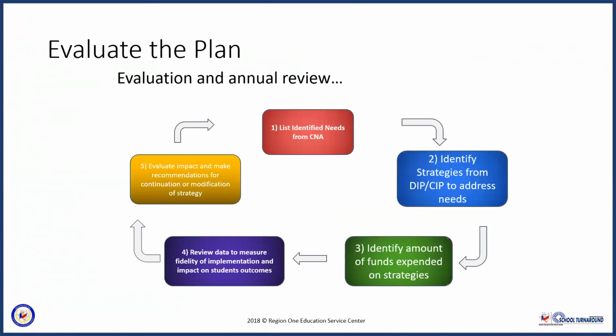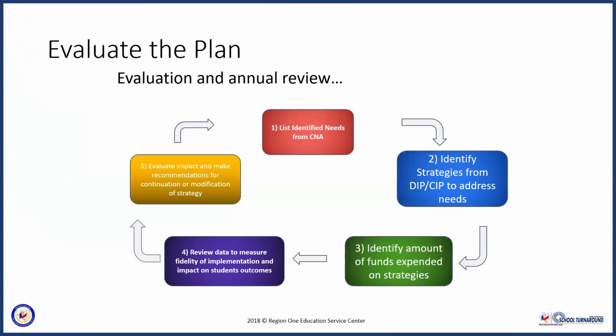So here's the process, and this is a little more fleshed out than what I showed you on the previous slide. You have the identified needs from the CNA, you have your strategies in your DIP and your CIP, then you look at, well, how much money are we putting towards that? And that's something I want to stress here, that not only are you looking at the effects of the program, but you want to make sure that you're also looking at the amount that was spent on that.